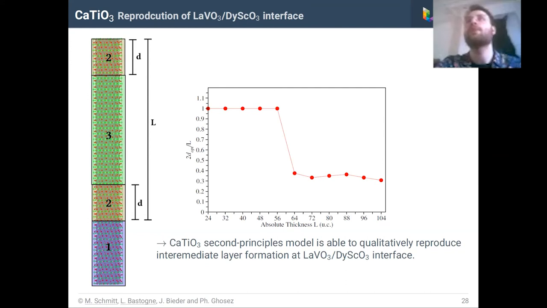For small absolute thicknesses, the whole film is just phase two. At some point, there's a mixture of both. And so, even though if you just use calcium titanate, it's not at all lanthanum vanadate dysprosium scandate, but it's structurally very similar, we can qualitatively reproduce the result. And so we're very happy with that, and hopefully we'll publish it soon. And with that, we will close, I think.